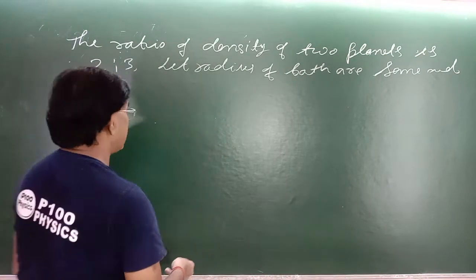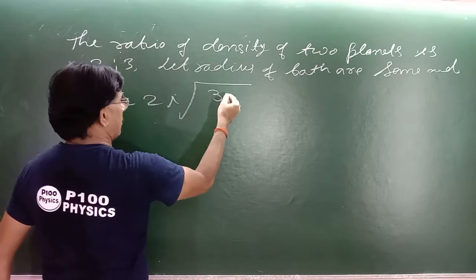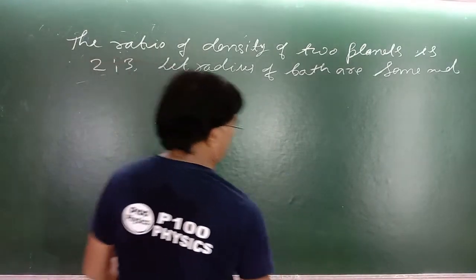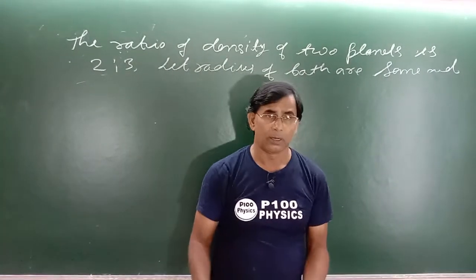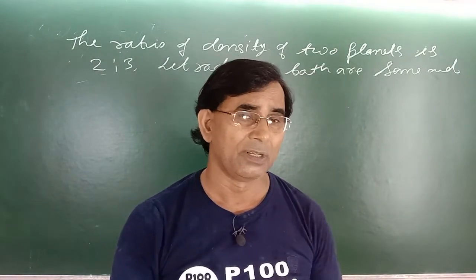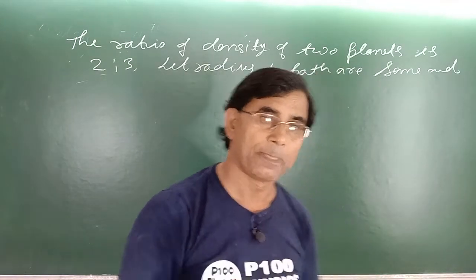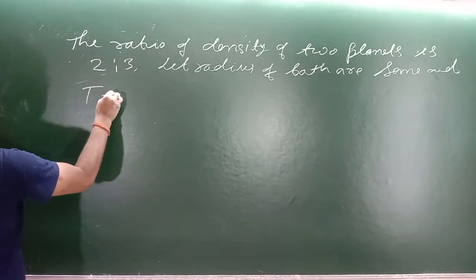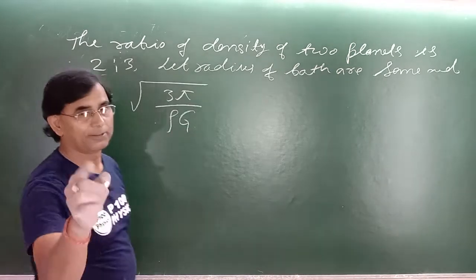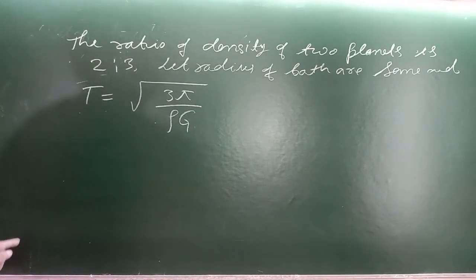Since you know that T equals 2π under root, the time period of a satellite, do you remember any formula for the time period in terms of density? I have described this formula: T equals under root 3π upon ρG. This is a very fantastic formula, keep it in mind. T equals under root 3π upon ρG. This is the most important formula.